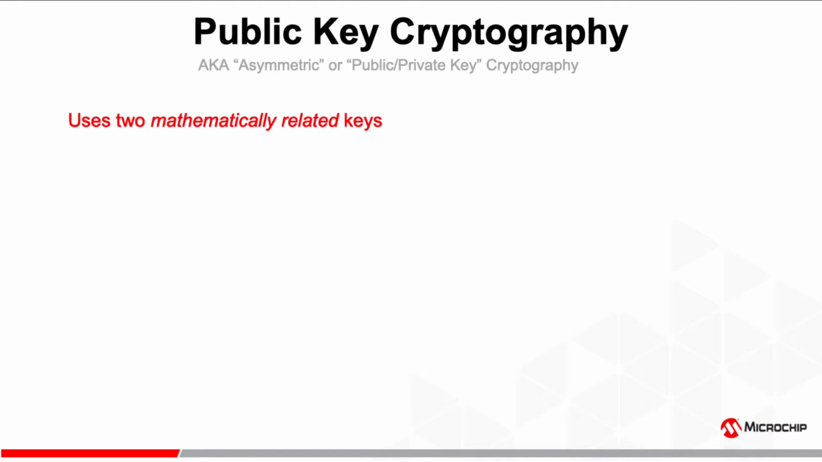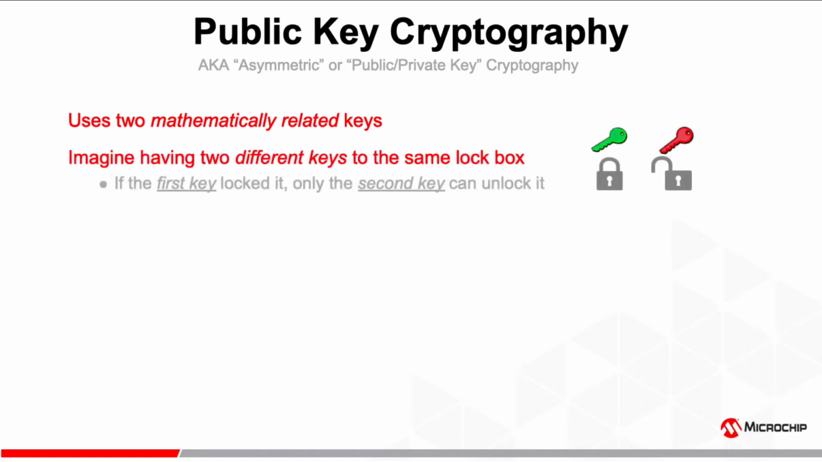Public key cryptography, also known as asymmetric or public-private key cryptography. Also, you may have heard the term PKI, which stands for public key infrastructure. That is also a term often used. Consider that PKI uses two mathematically related keys rather than the same key on both sides. If you can imagine that same lockbox with two mathematically related keys, the first key could lock it, but you would need to use the second key to unlock it. The first key would not be able to both lock it and unlock it. They need to work together.